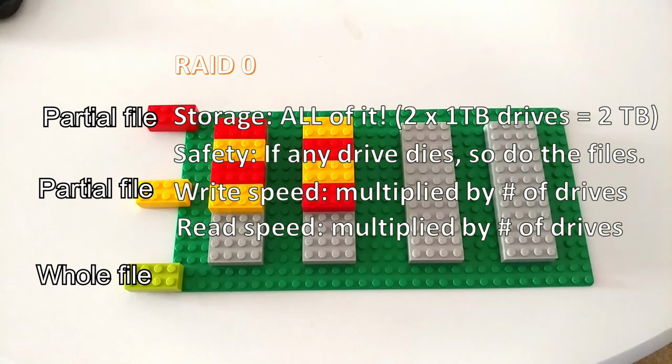Some specifics when it comes to RAID 0. In terms of the actual storage you get all of it. If you have 2 1 terabyte drives, you have 2 terabytes that you can save files to. However, there is no built-in safety. If any one drive dies, so do all your files.